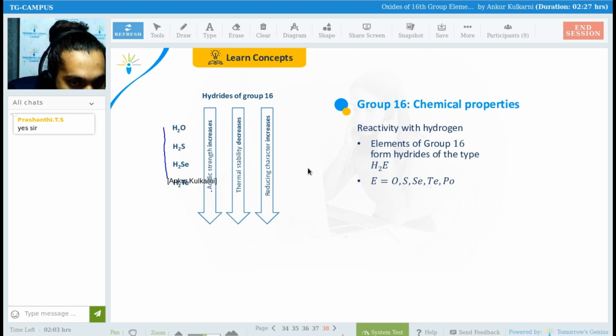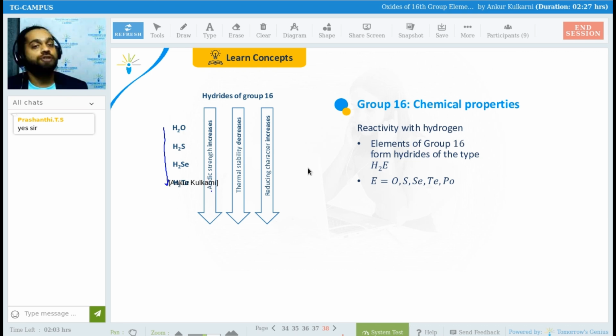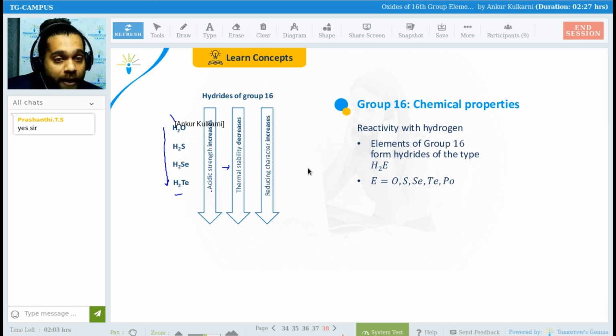Acidic strength, if you go down the group with H2O, H2S, H2Se, H2Te, acidic strength increases. Is it clear? Hence, thermal stability decreases. That means if I give a little bit of heat to H2Te, it will break more easily. So thermal stability is very less. If I give the heat to H2O, the thermal stability is more as compared to H2Te because oxygen is holding hydrogen better than the Te.